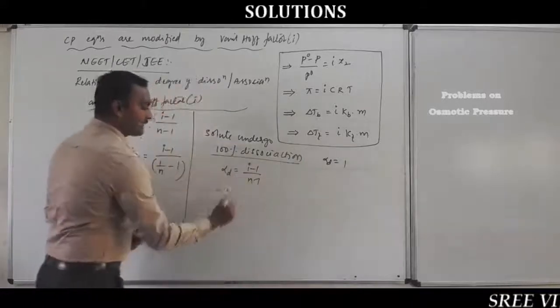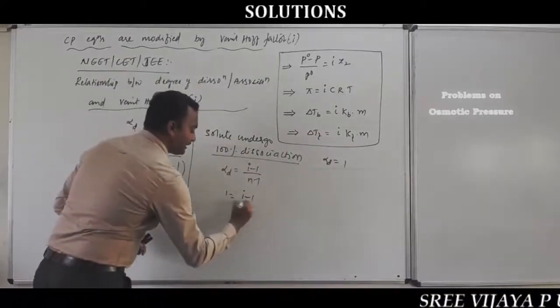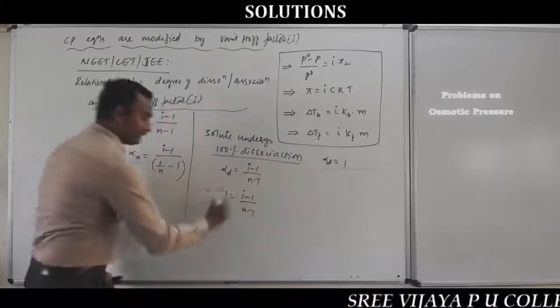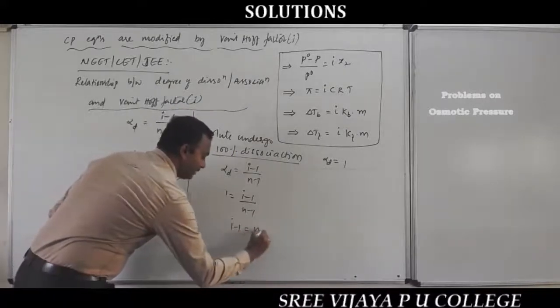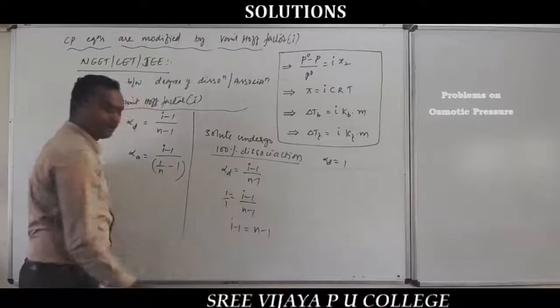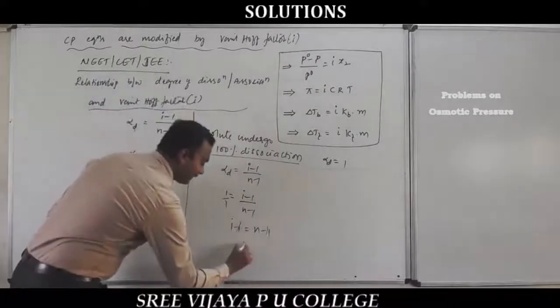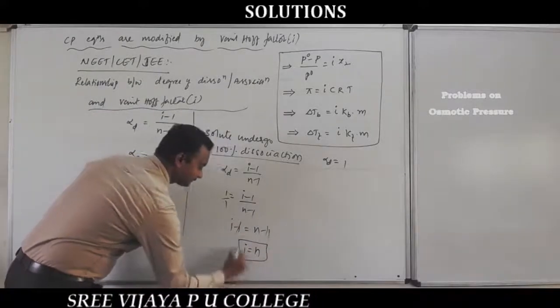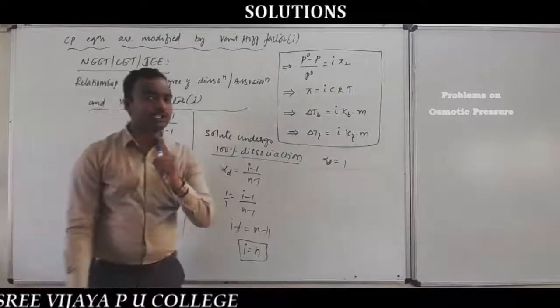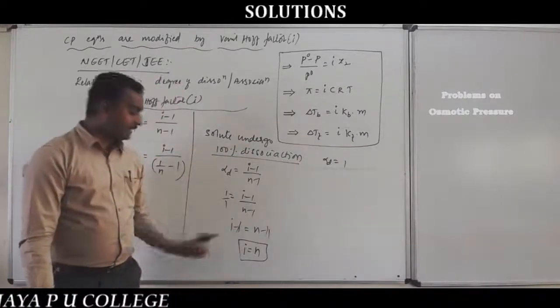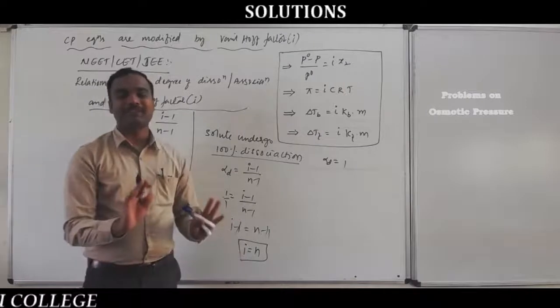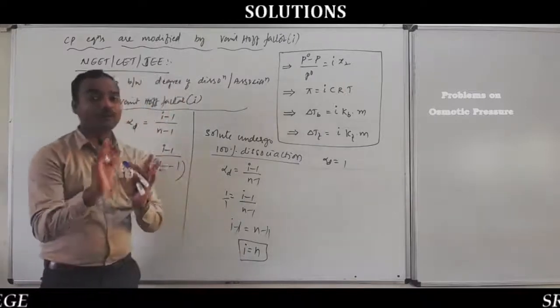Therefore alpha d is equal to 1, which equals (i minus 1) divided by (n minus 1). So i minus 1 is equal to n minus 1. Do the cross multiplication, the minus 1 cancels, therefore i is equal to n. So if the solute undergoes 100% dissociation, the Van't Hoff factor is equal to the number of particles obtained after dissociation.